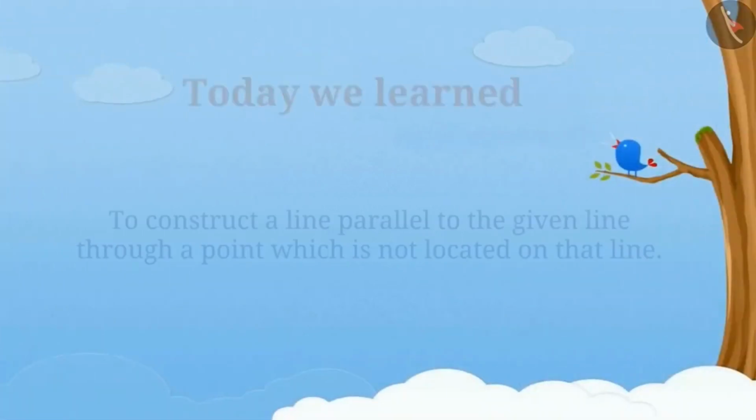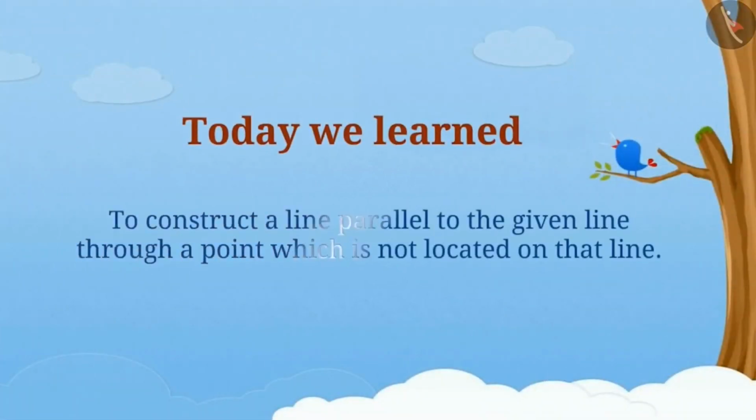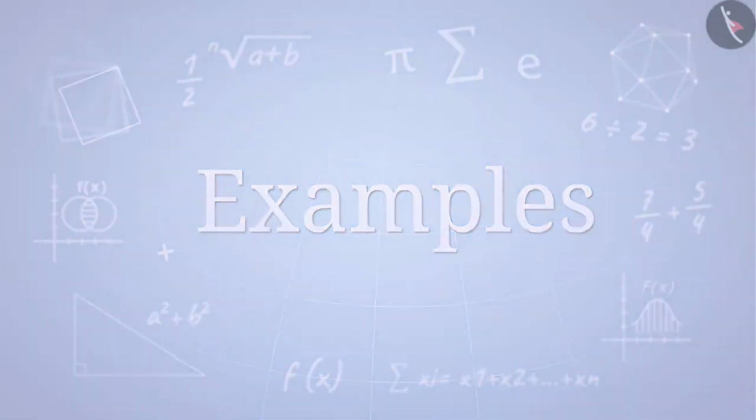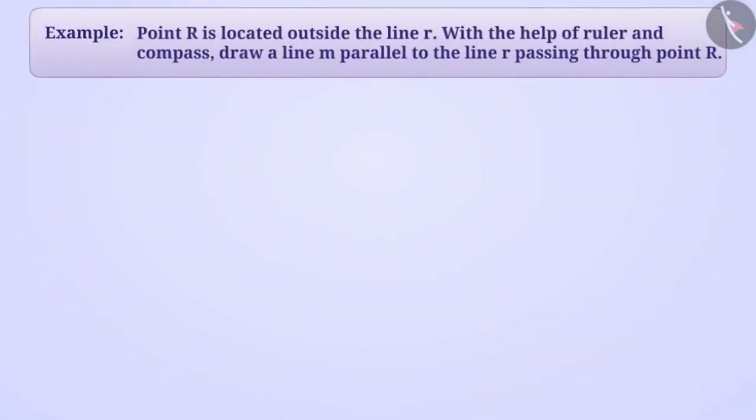So today we learned how to construct a line parallel to a given line through a point not on the line. In the next video, we will see some examples related to it. Take a line R and point R outside R. With the help of a ruler and compass, draw a line M parallel to R, passing through the point R.